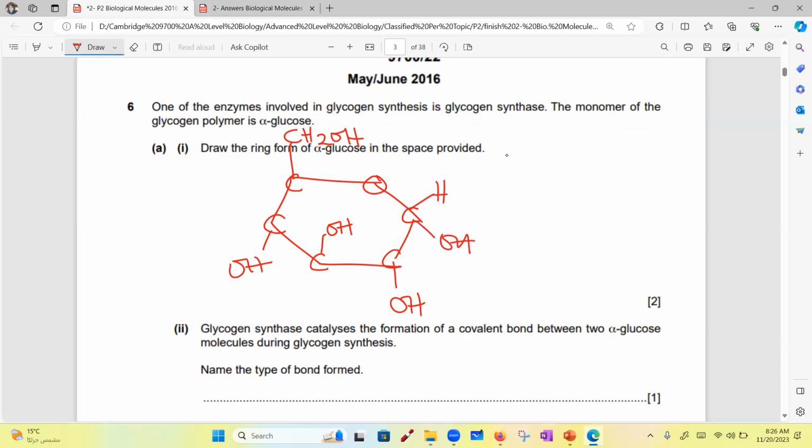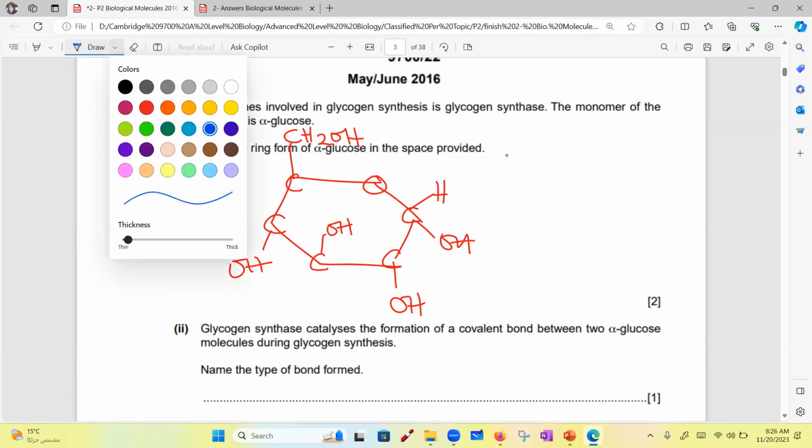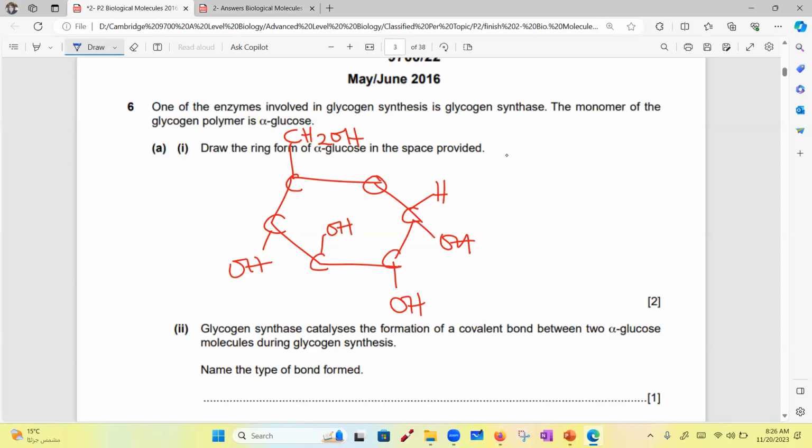You can do the hydroxyl groups only, but I advise you to just put all the elements to be on the safe side. Let me use a different color. Okay? Now I'll add the hydrogen. The first carbon is done. Second carbon, the hydrogen is in the opposing direction. So either put all the elements or just include the hydroxyl groups, but at least the first hydrogen in carbon number 1 is important.